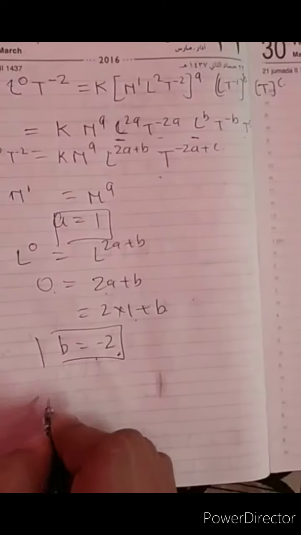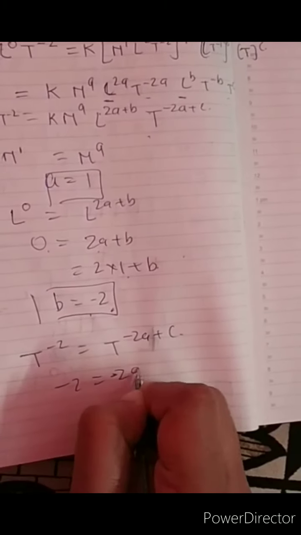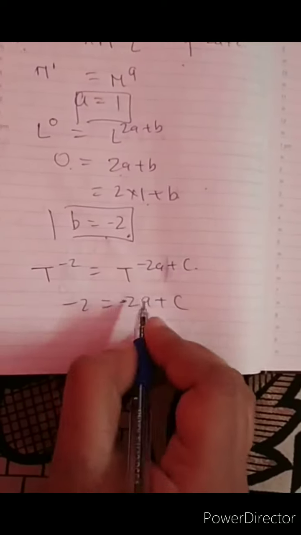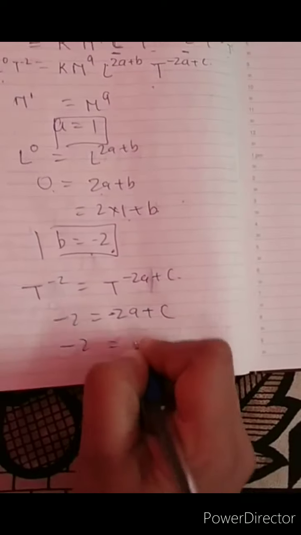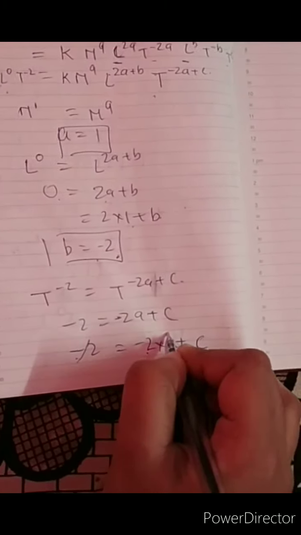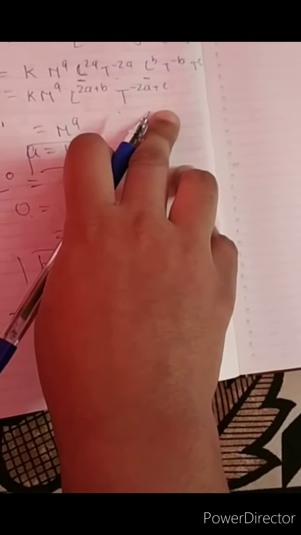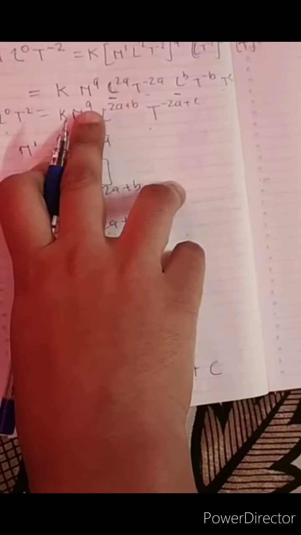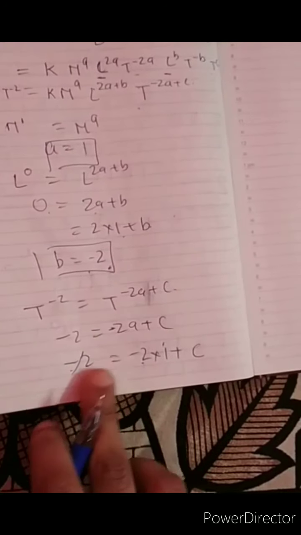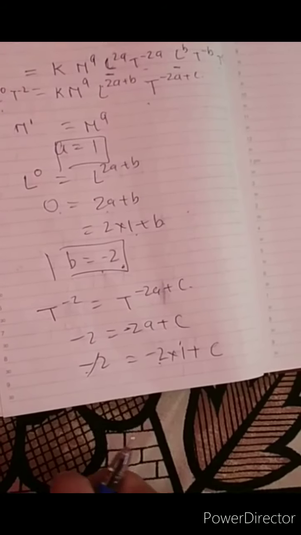What about C? T to the power minus 2 is equal to minus 2A plus C. Minus 2 is equal to minus 2A plus C. So A is equal to 1, so minus 2 is equal to minus 2 into 1 plus C. This is minus 2, this is minus 2, cancel out, correct? So they must cancel out since C is equal to 0, but we don't have this option.